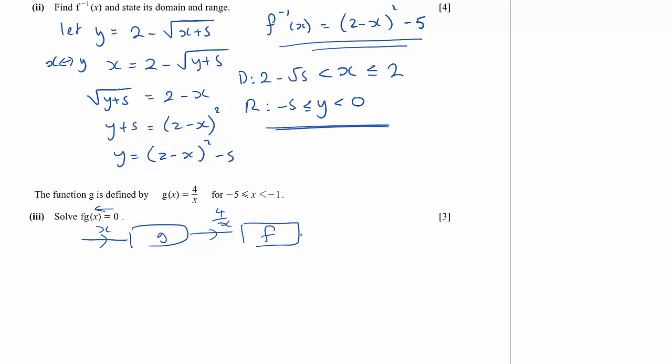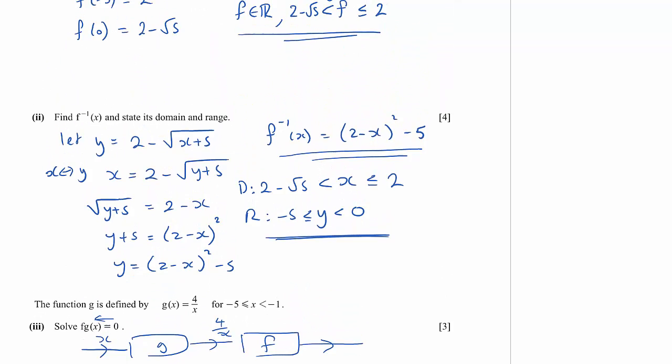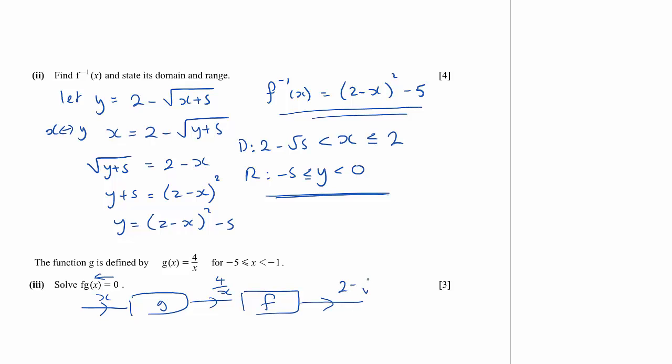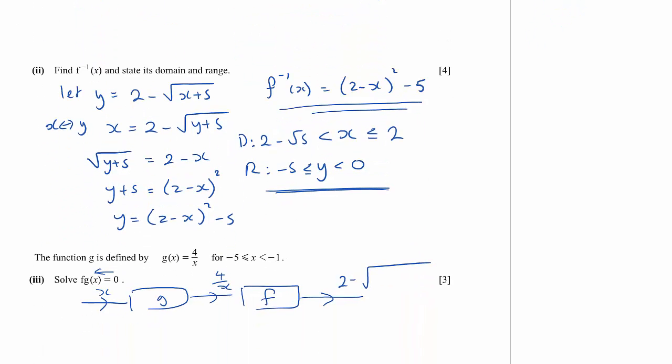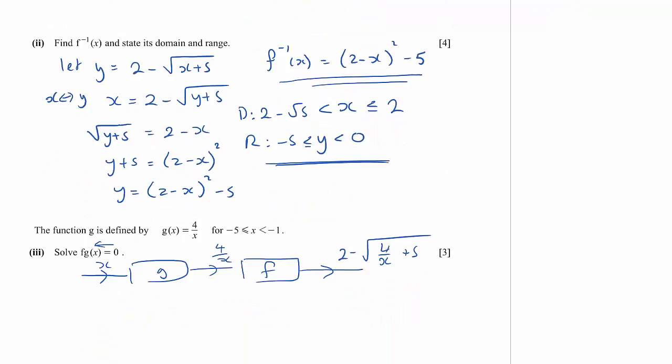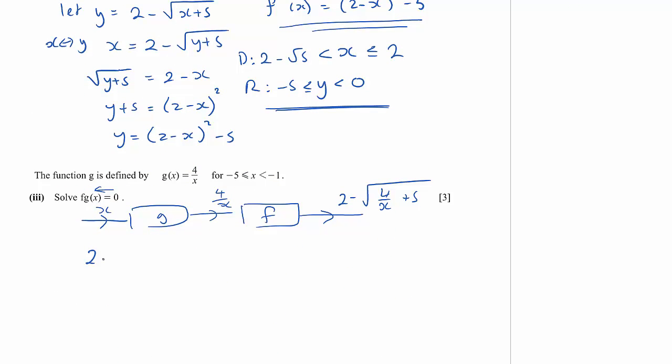And then if I do f, so f is 2 take away the square root of the input, so that would be 4 over x, plus 5. So we want to solve 2 take away the square root of 4 over x plus 5 is equal to 0. Well, that must mean that the square root of 4 over x plus 5 is equal to 2.